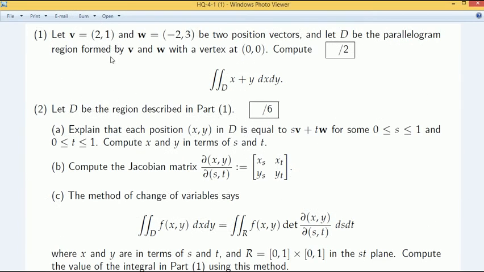And the vectors v, w, remember vectors, right? And then there's a vertex at 0, 0, and a parallelogram. Were you all able to picture the parallelogram? As far as I know, that parallelogram is not a rectangle. The angles are not 90 degrees.